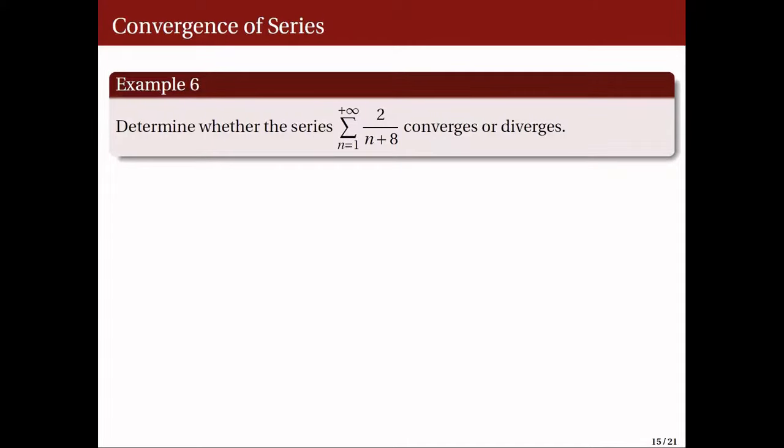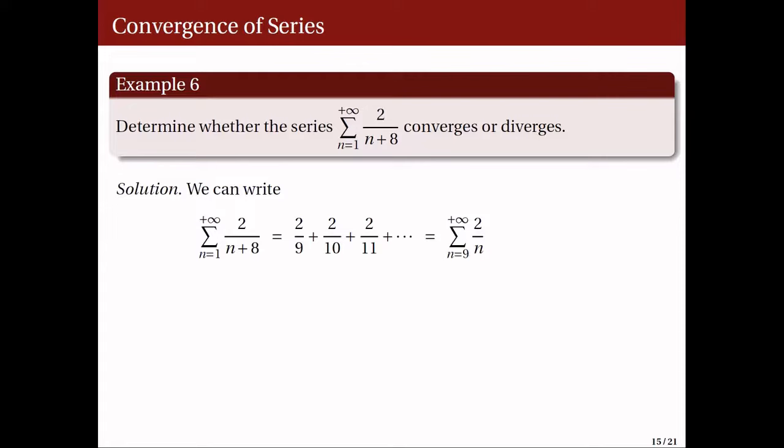For this example, let's determine whether the series summation of 2 over n plus 8, with n ranging from 1 to infinity, converges or diverges. Note that this series is equal to 2 over 9 plus 2 over 10 plus 2 over 11 and so on, and this can be written as the summation of 2 over n with n ranging from 9 to infinity. Now, this is equal to the summation of 2 times 1 over n with n ranging from 9 to infinity.